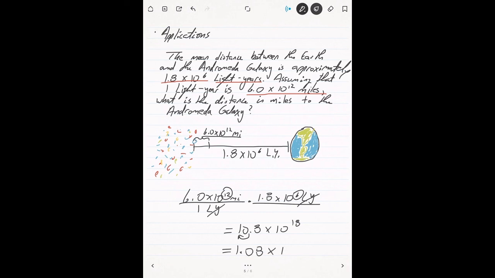1.08 times 10 to the, and since I moved it over to the left, I'm going to add to the exponent, 10 to the 19 miles. 1.08 times 10 to the 19 miles. This is how many miles it is between Earth and the Andromeda Galaxy. That is what 1.8 times 10 to the 6 light years is in terms of miles. All we did was multiply the units together.